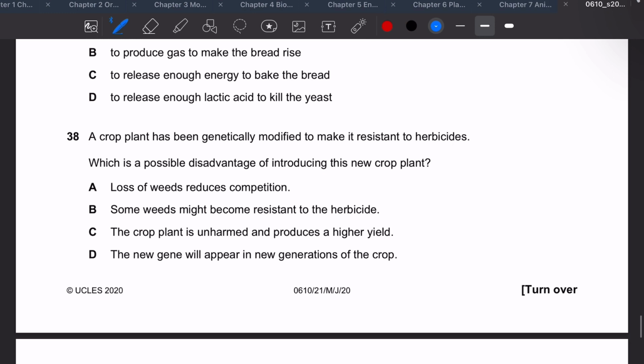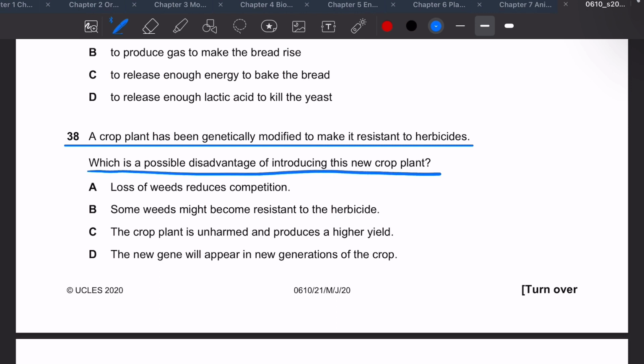Number 38. A crop plant has been genetically modified to make it resistant to herbicides. Which is a possible disadvantage of introducing this new crop plant? So this question is talking about genetic modification, the downside of the genetic modification. And of course, the crop plants can become resistant to herbicides, so we can just freely use herbicides to kill weeds. However, there are actually some downsides of this technique or technology called genetic modification.